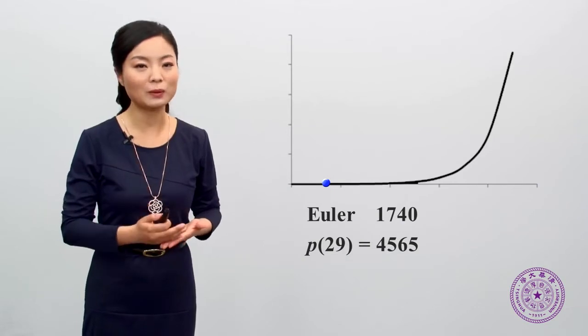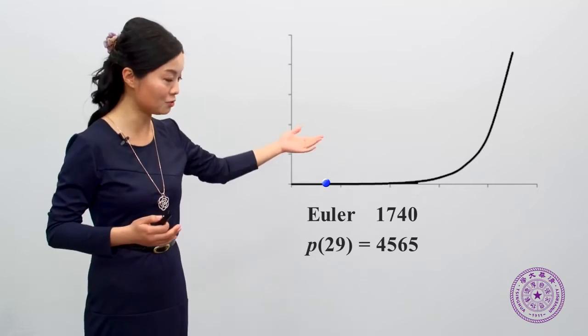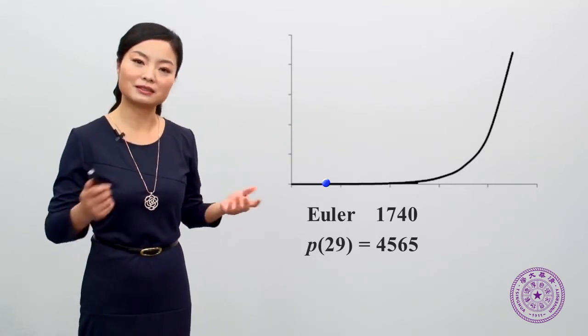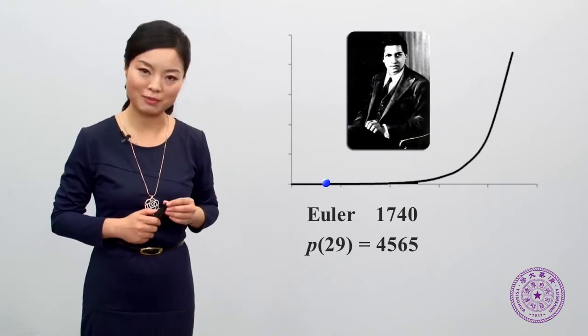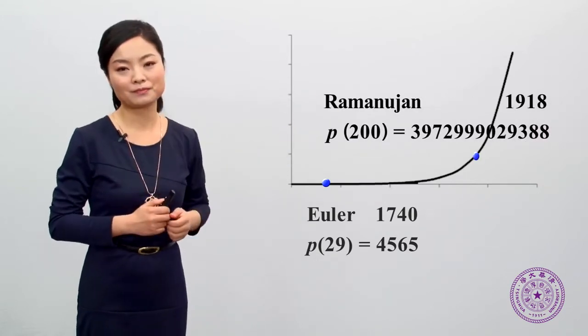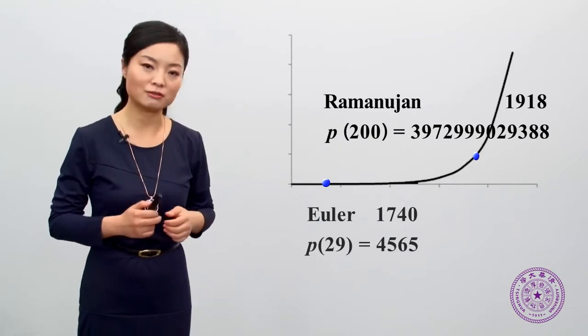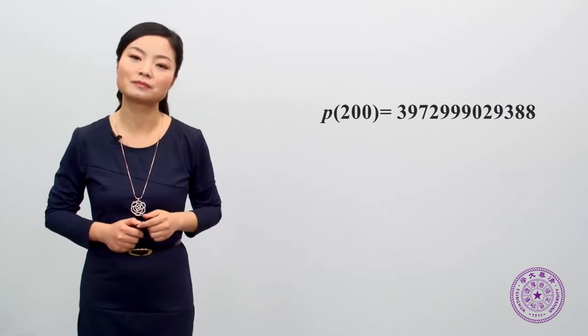Therefore, someone like Euler with a super memory, whose computation skill was very strong, could reach 29. Two hundred years later, another amazing mathematician, Ramanujan, managed to push the number to 200. The method that he used was different from Euler's. He used a modeling method to calculate P200, equal to this.